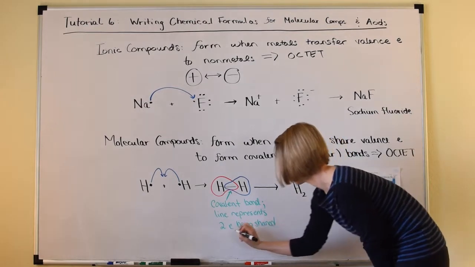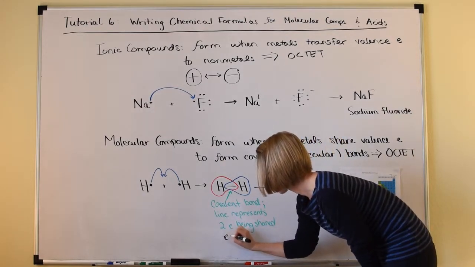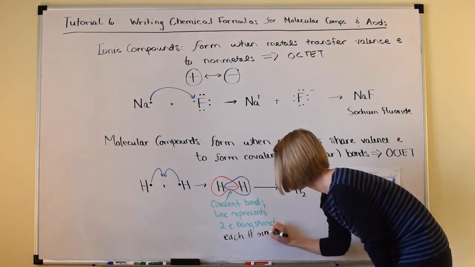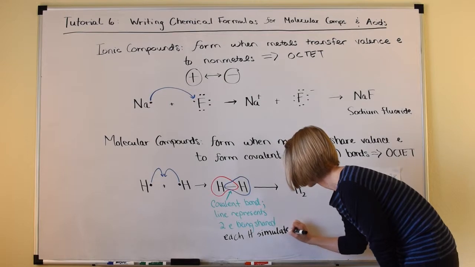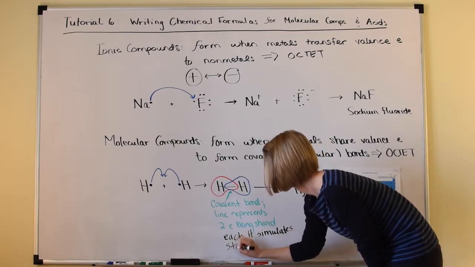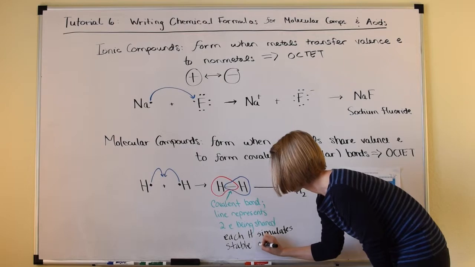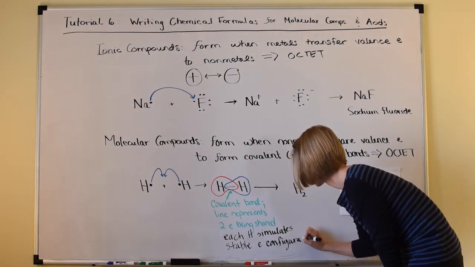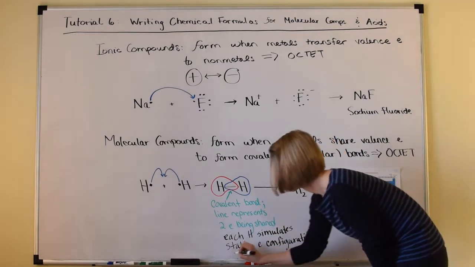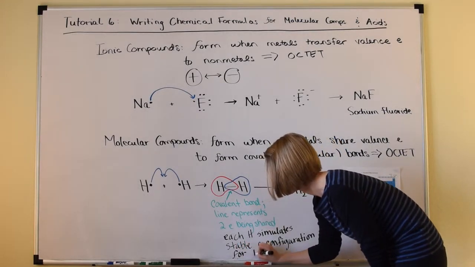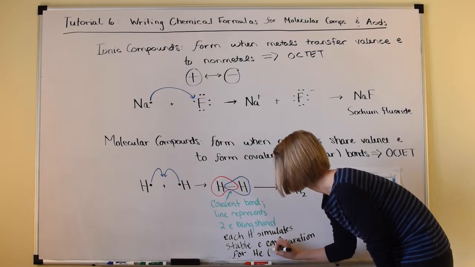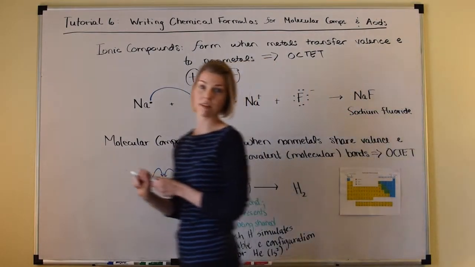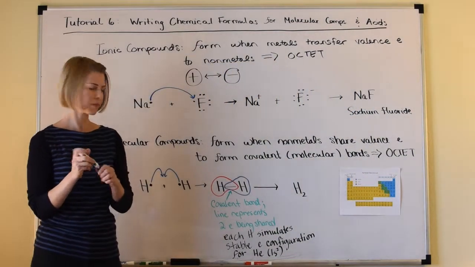Okay, so let's write that here. Each hydrogen simulates the stable electron configuration for helium, stable noble gas helium, which is 1s2. Okay, 2 electrons in the first energy level, S sublevel.